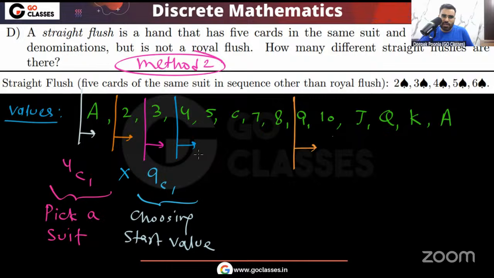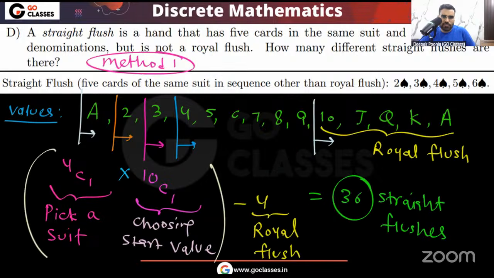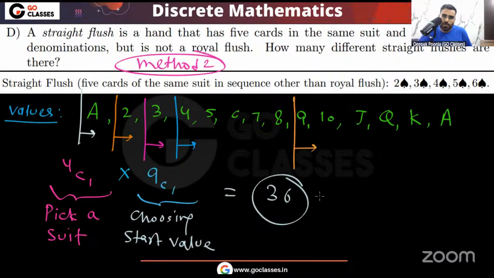So from ace to 9 there are a total of 9 ways for the start card value, the starting point. Okay, so that's it, this is the answer. So you can see finally this will be 36. The same answer we got using method 1. You can see the 36 answer we got, and the same answer we got here. So 36 straight flushes are there.